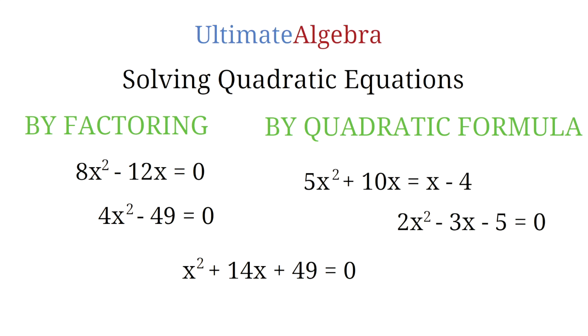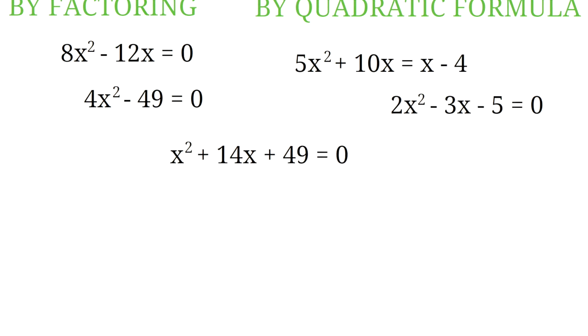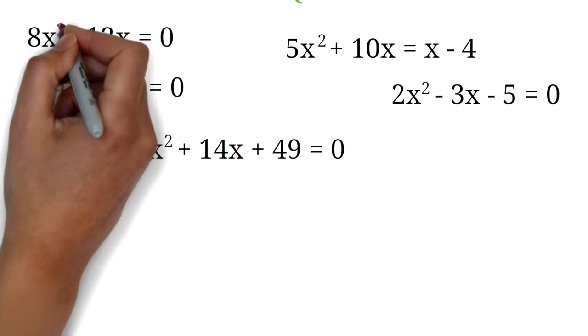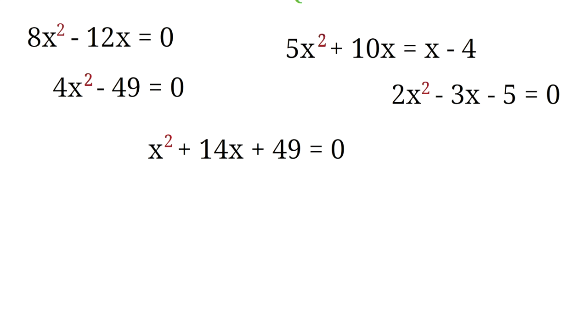Let's dive in. In simple terms, a quadratic equation is an equation in which the highest power of x is 2. So here, we can see that exponent 2 is the highest for all of these.